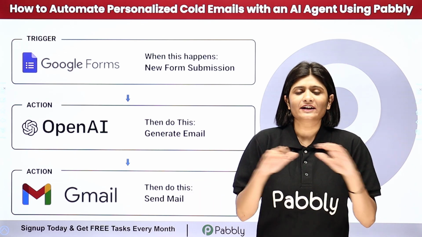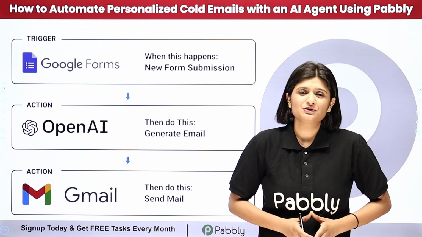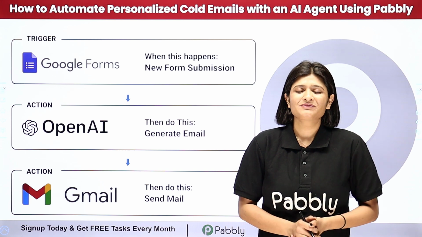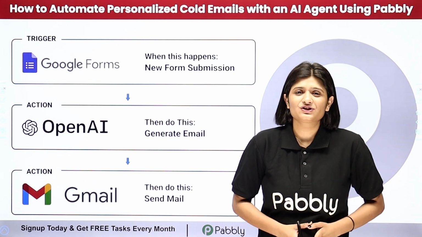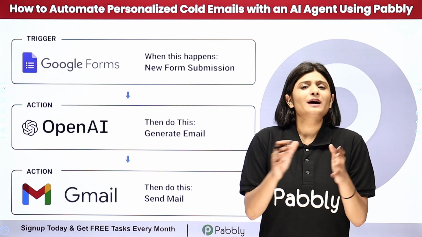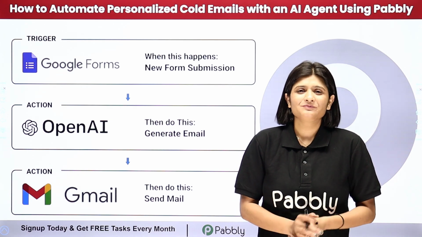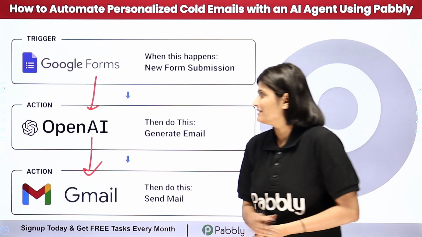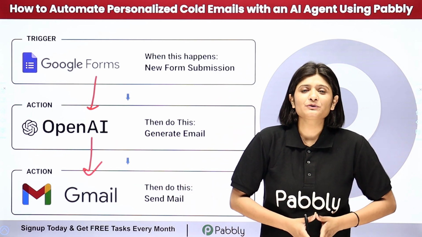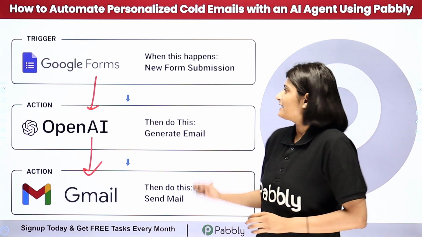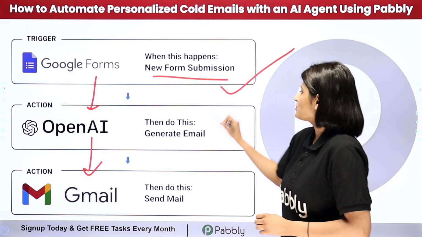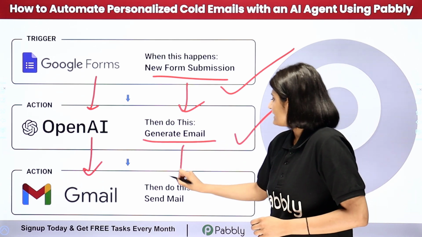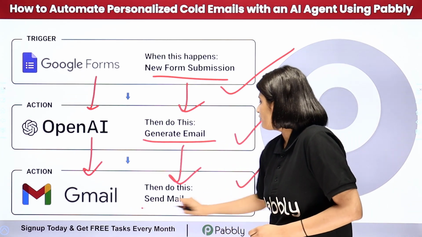Doing this manually is a very time consuming task, so I am completely going to automate this process, and to do this automation I am going to use Pabbly Connect. So Pabbly Connect is an amazing automation and integration software which requires no coding or programming skills. Here I just need to build connection between Google Forms, OpenAI and Gmail. With the help of Pabbly Connect, I am going to build this connection in such a way that whenever I receive a new form submission, an email will be automatically generated with the help of OpenAI, and then I am going to send the same mail with the help of Gmail.